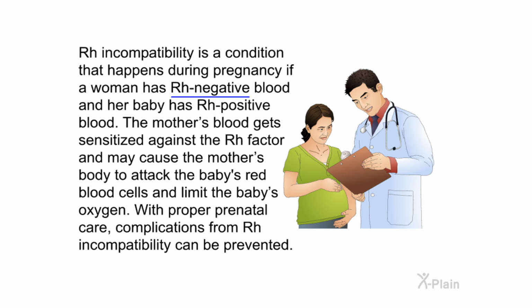Rh incompatibility is a condition that happens during pregnancy if a woman has Rh negative blood and her baby has Rh positive blood. The mother's blood gets sensitized against the Rh factor and may cause the mother's body to attack the baby's red blood cells and limit the baby's oxygen. With proper prenatal care, complications from Rh incompatibility can be prevented.